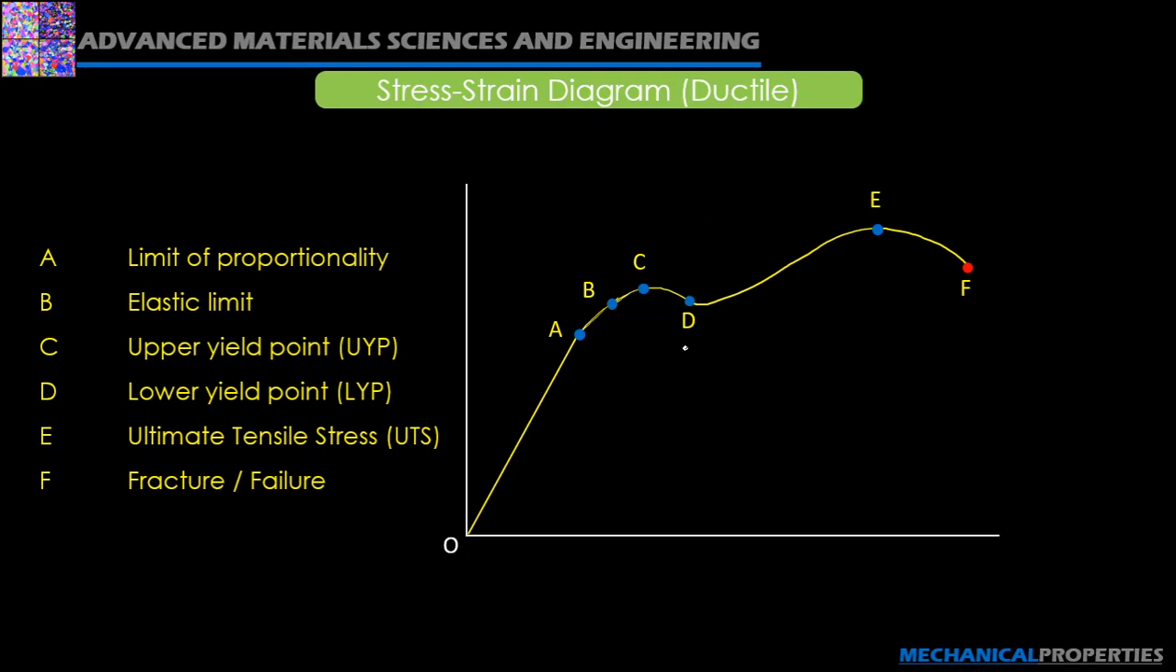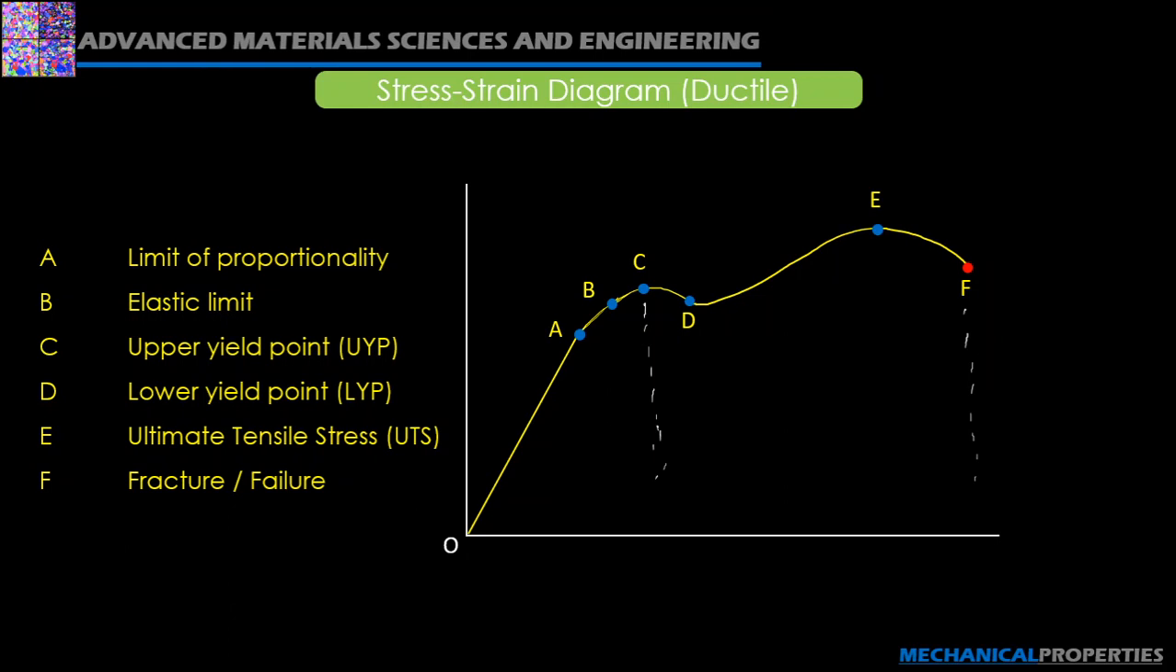Now in this diagram 2 points are very important. This point from where the yielding starts, there is a permanent deformation. The material cannot restore to its original shape and size, and F is the fracture or the ultimate failure of the material. Now these 2 points are very important, because at point C the yielding starts and the permanent deformation occurs, and at F the material breaks.